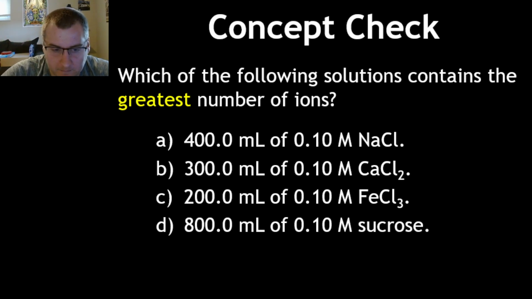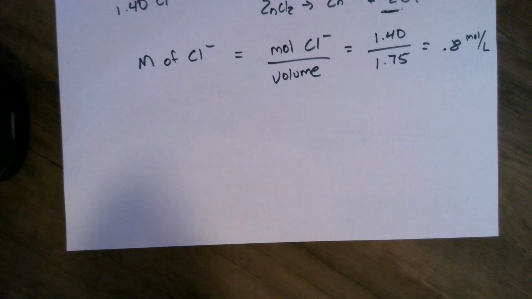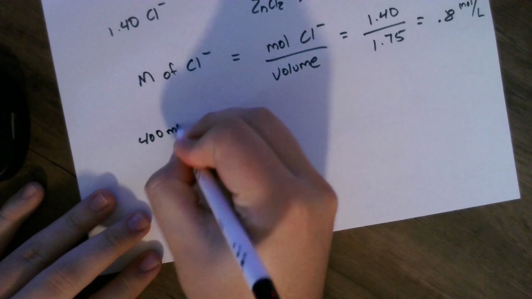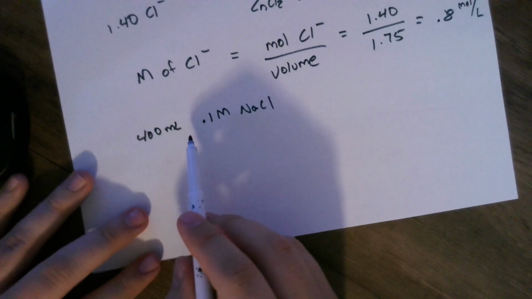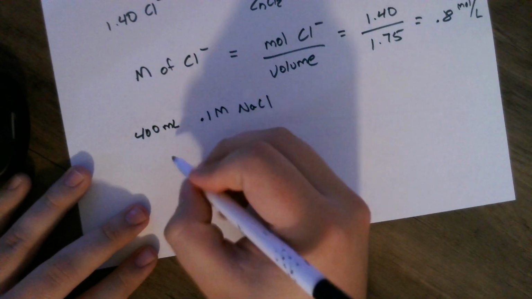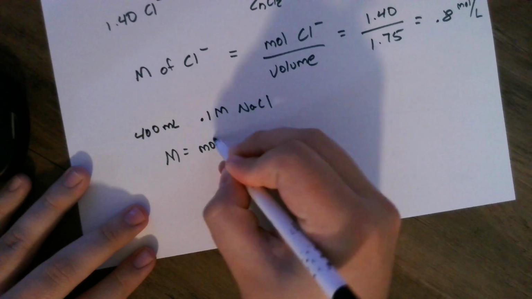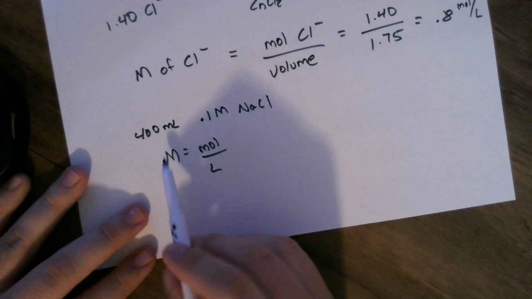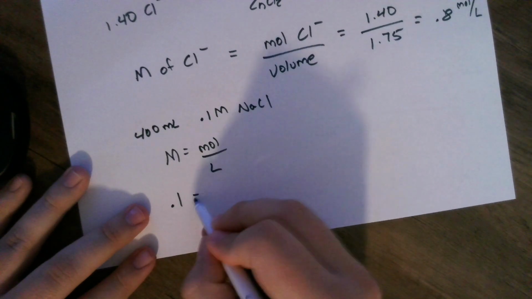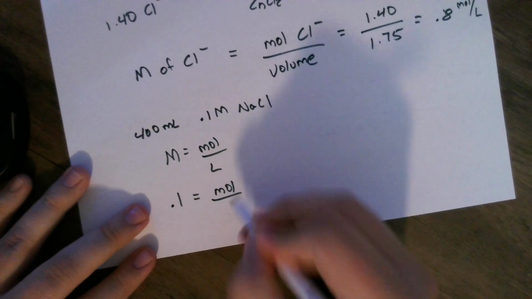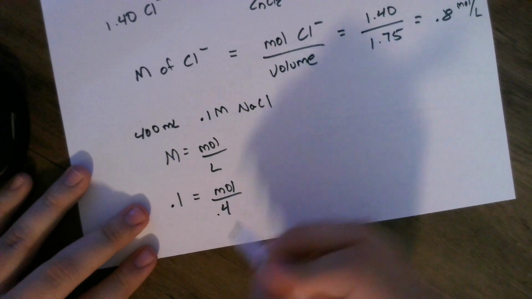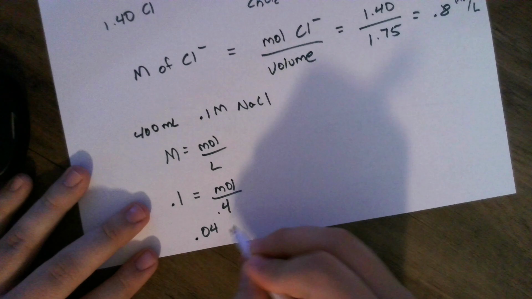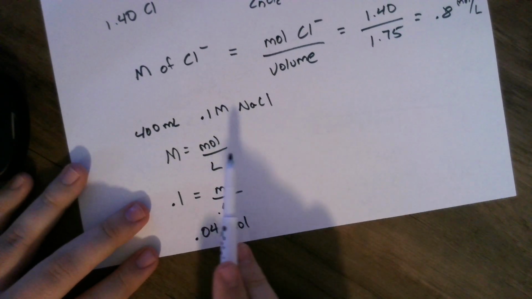So let me just write down what I had here. I had 400 mLs of 0.1 molar NaCl. Okay, that's the first one. Let's just find out how many moles that is. Remember, molarity is moles per liter. So my molarity is 0.1 equals my moles over liters. 400 milliliters is 0.4 liters. So if I do all this out, I have 0.04 moles of NaCl.